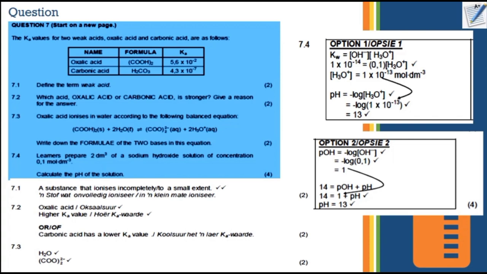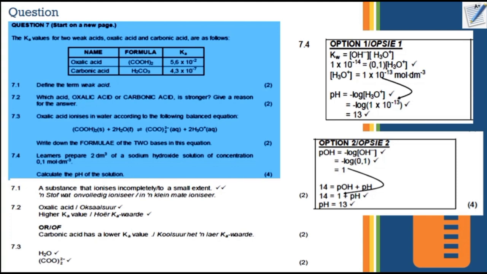7.4. Learners prepare 2 cubic decimeters of sodium hydroxide solution of concentration 0.1 mole per cubic decimeter. Notice we are given a volume and we're given a concentration. Right. So we are asked to calculate the pH of the solution. Well, notice how we approach that. One of the ways we can do that is to say Kw, the ionization constant of water, is equal to the OH minus multiplied by the H3O plus concentration. So those concentrations. We know Kw from the formula sheet has a value of 1 times 10 to the minus 14. We are given the concentration 0.1 of sodium hydroxide, right? And so then we can find the concentration of the hydronium ion, which is 1 times 10 to the minus 13 when we put that into the calculator.